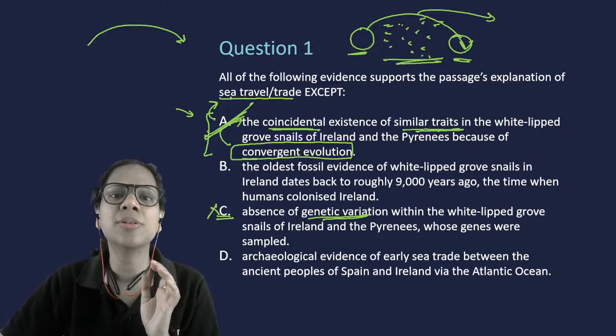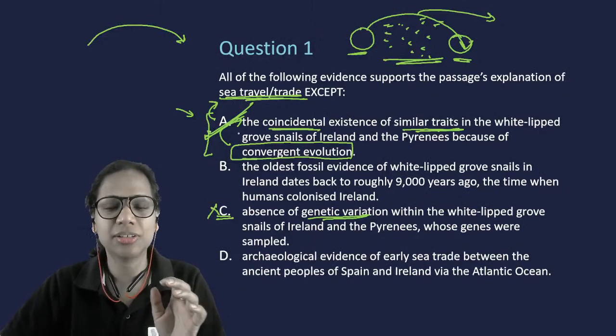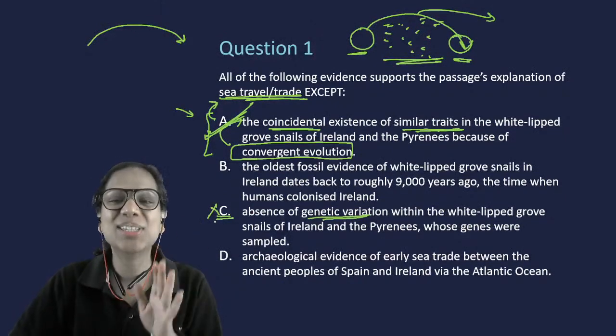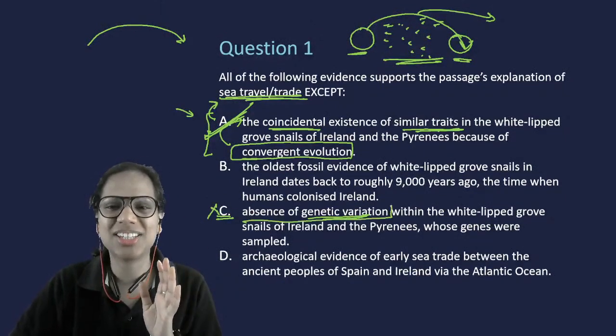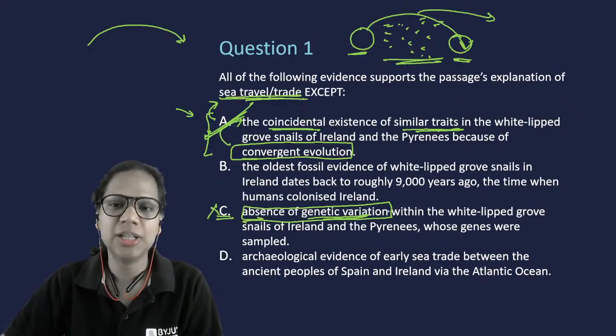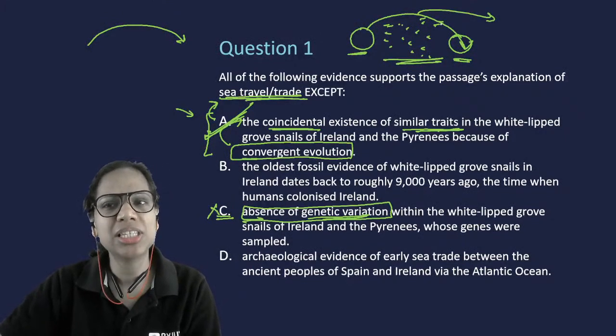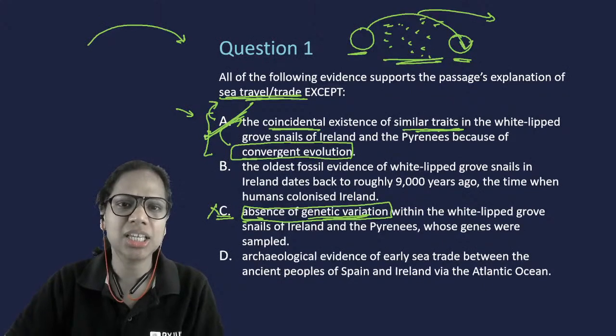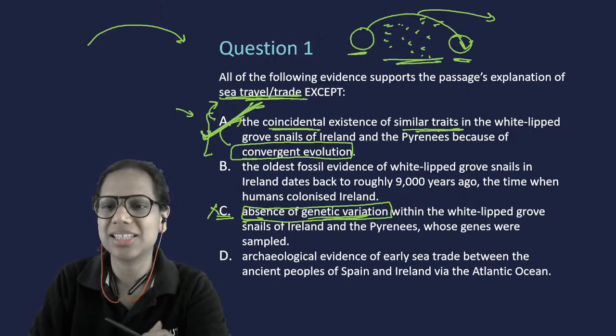So this is not supporting sea travel or trade. Sorry, the absence of genetic variation is supporting sea travel or trade. If genetic variation is not there, that means they moved together, okay? So A is our answer.